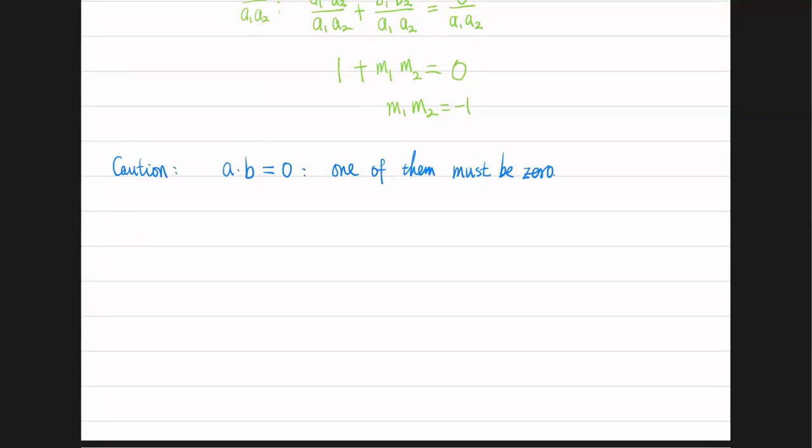Okay, now consider two vectors. U dot V is 0. What can you say about the two vectors? Well, one of them must be 0. No, that can't be used. Do you remember the examples we had in the last class? It does not mean that.